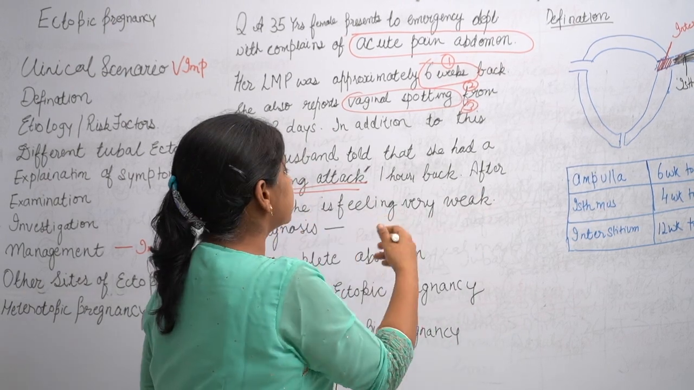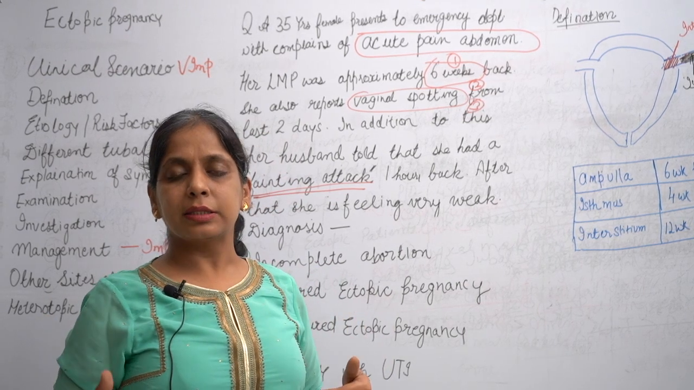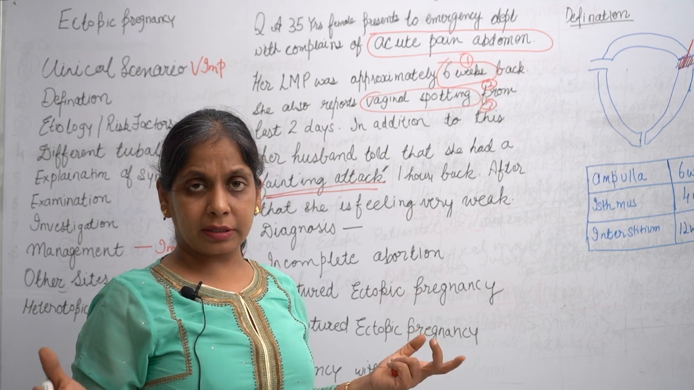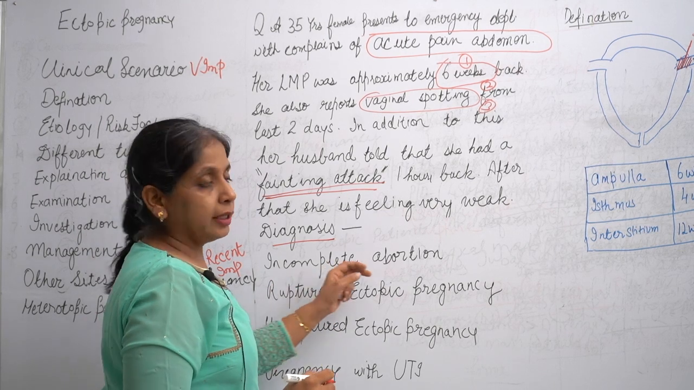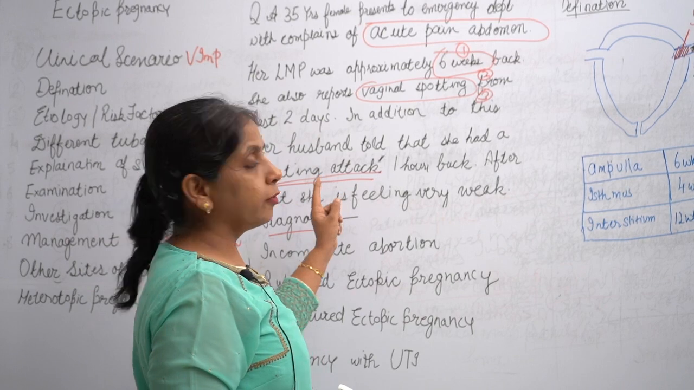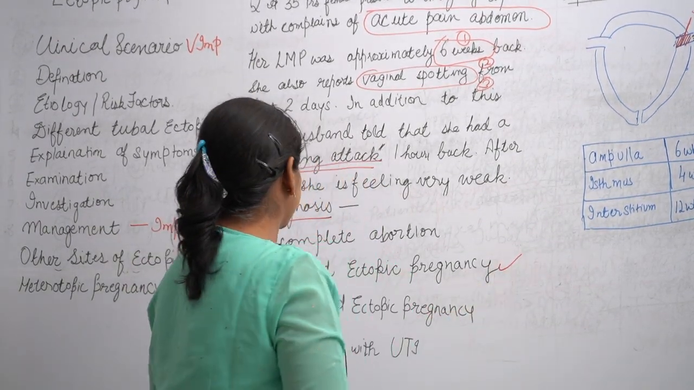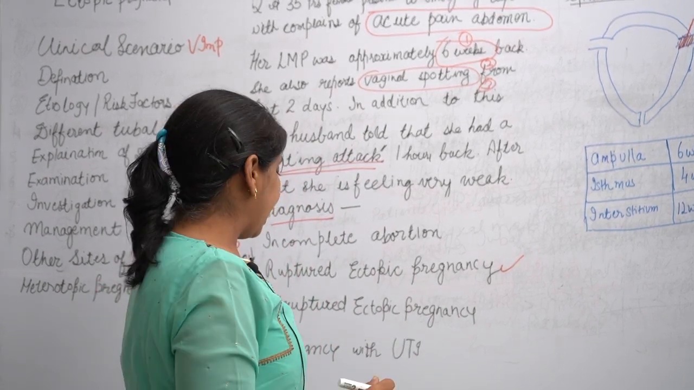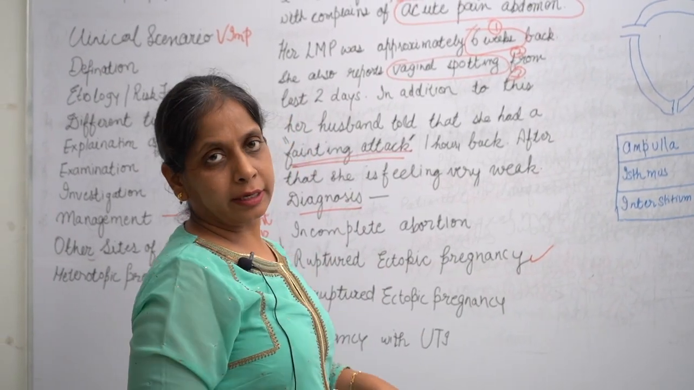After that, she is feeling very weak. So you know that if intraperitoneal hemorrhage is going on inside a person, the person will feel weak and hypotensive. What is the diagnosis? Is it incomplete abortion? No, in incomplete abortion one never suffers from a fainting attack. Is this ruptured ectopic? Yes. Is it unruptured ectopic? No. And lastly, is this pregnancy with UTI? No. So the answer is ruptured ectopic.